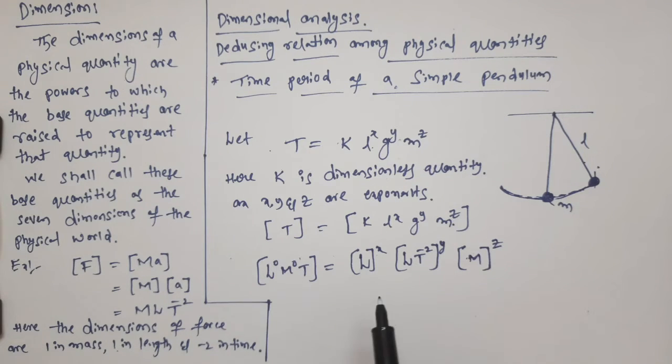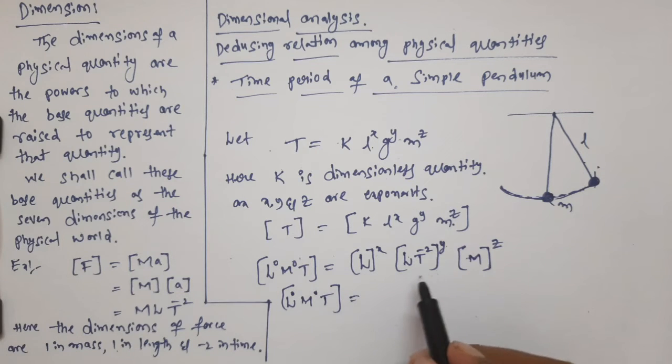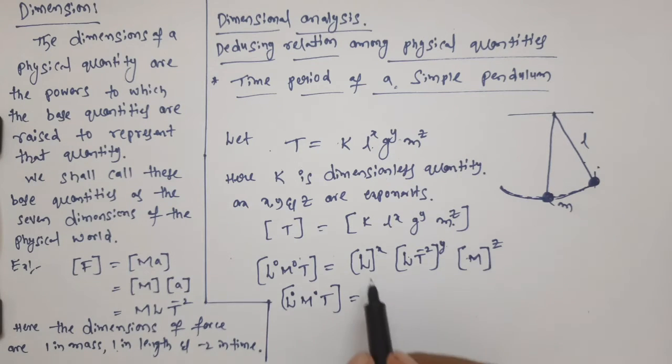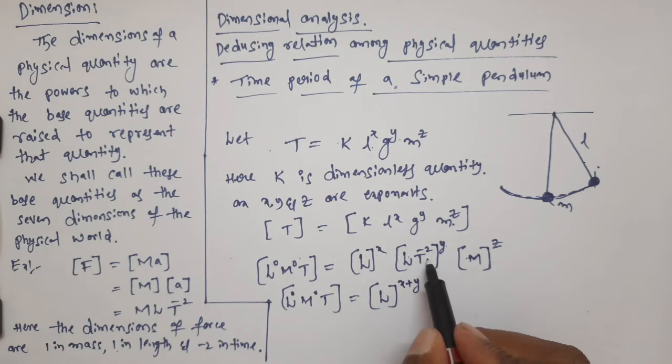Now this side we have L M T and this side also we need to have L M T. Now L power x is there and L power y is there. So write like this: L power 0, M power 0, T power 1 is there. Now let us write L, M, T individually. First, L power: X is there and here y is there, right? So x plus y.